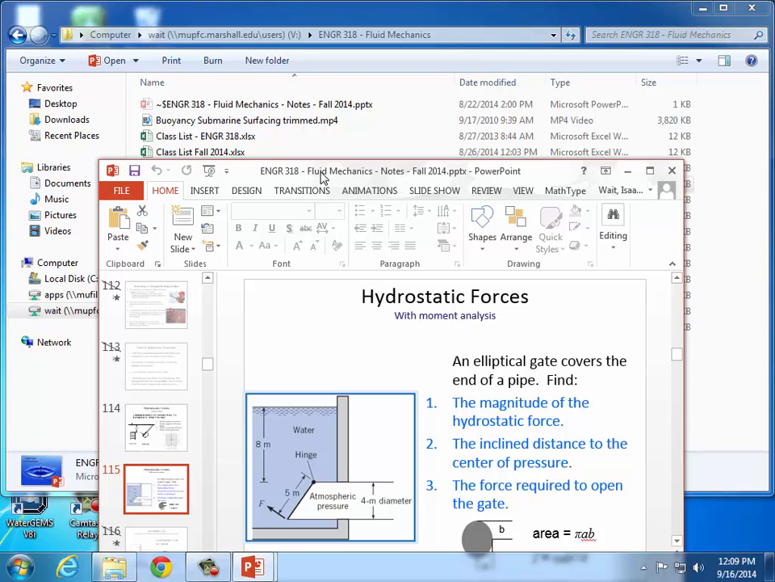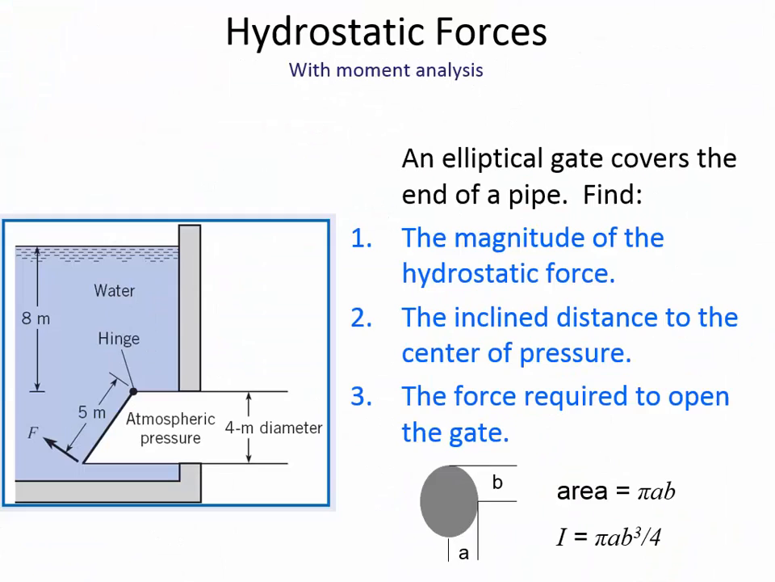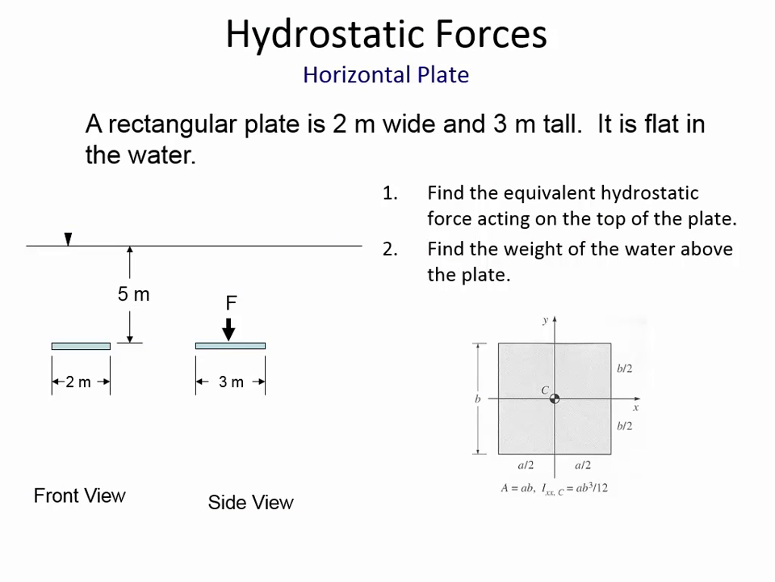Any other questions about this example? We've just got one more brief illustration, and it's a pretty straightforward one. And that is, what if the plate is horizontal instead of vertically inclined? Here is that same 2 by 3 plate, but this time we want to find the force pushing down from above on it when it is submerged at a depth of 5 meters.